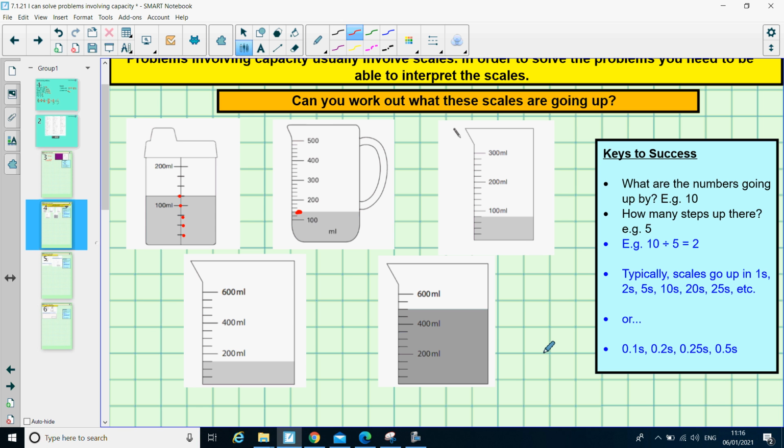And jug number 5, again it's going up in 50s, this scale, so halfway between 400 and 600, or going up in 50s, 50, 100. The amount of liquid in that jug is 500 millilitres.